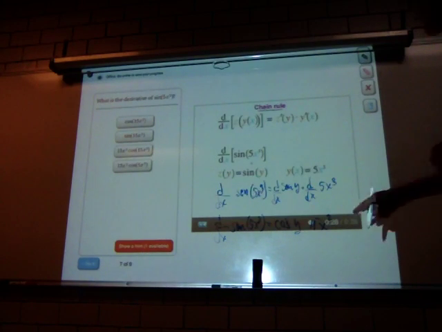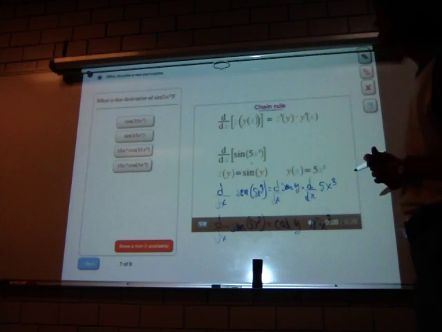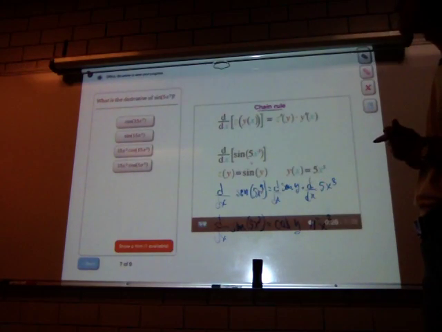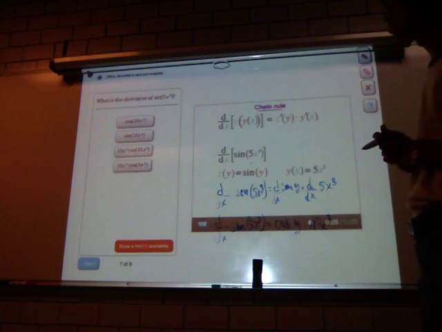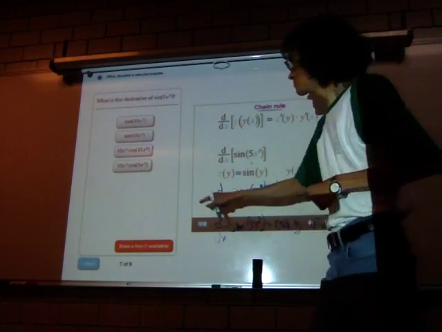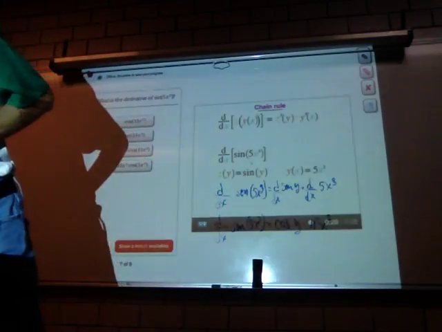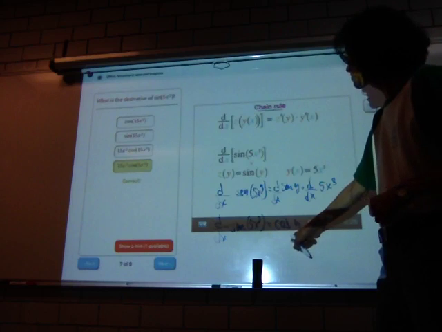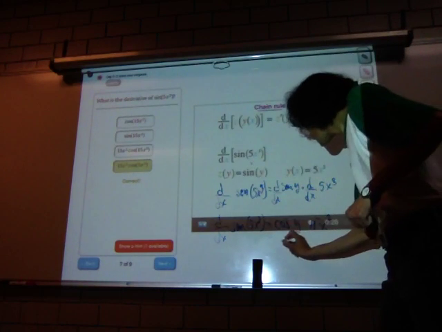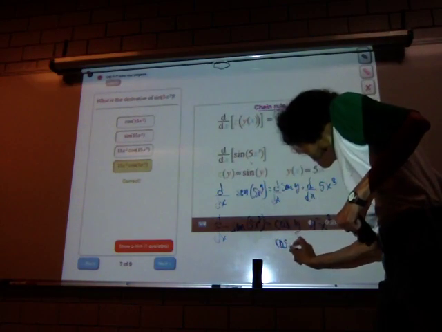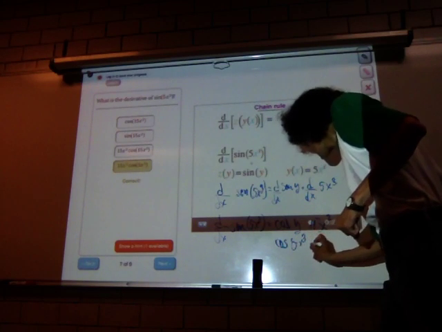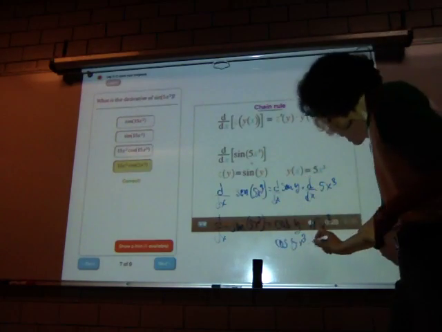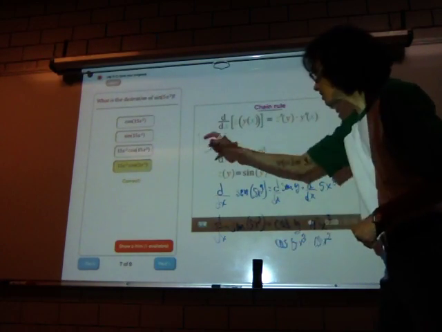Entonces, ¿a qué se parece eso? Necesitaríamos poner, ¿cuál es y? Ordenando, en y tenemos que poner 5x cúbica. Sería el coseno de 5x cúbica por 15x cuadrado. Luego lo acomodamos para que quede bonito y queda esto de acá.